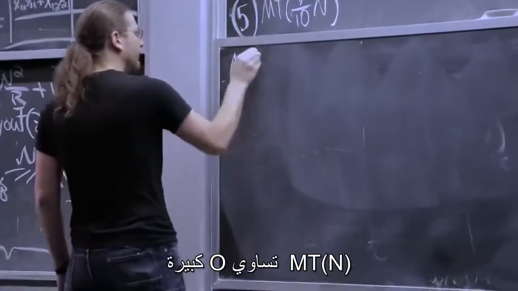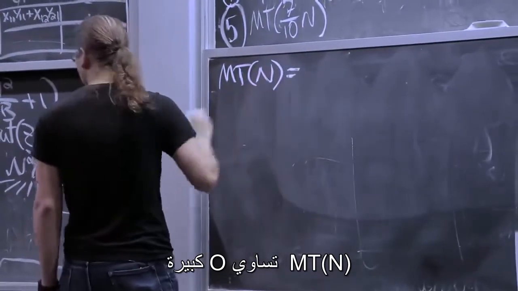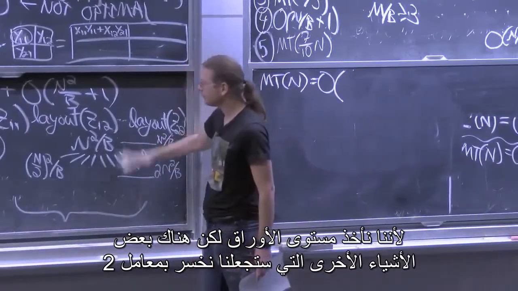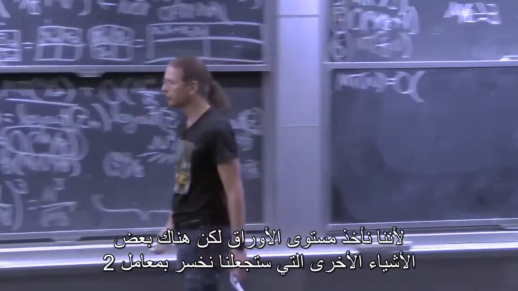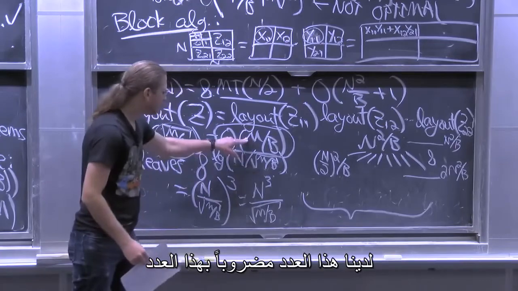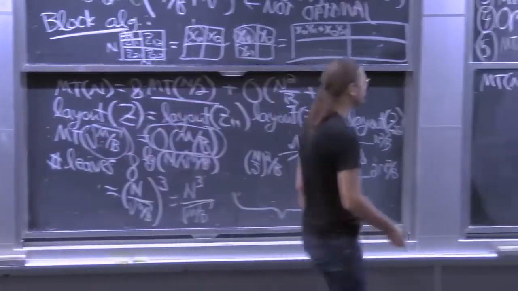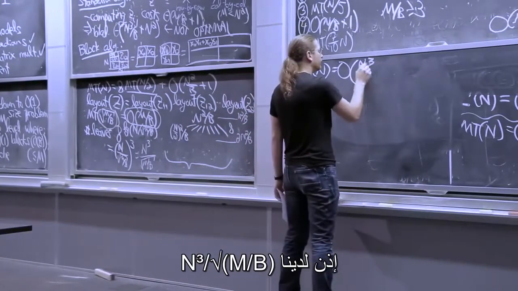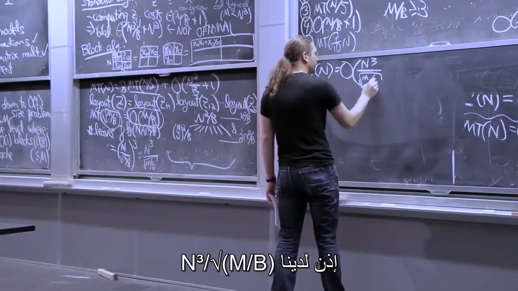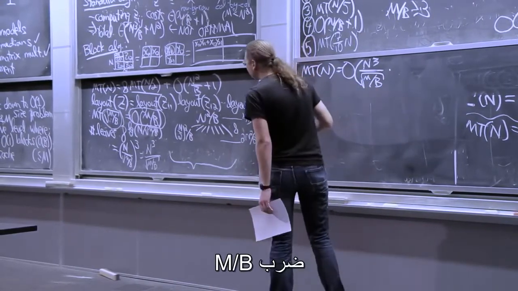So M_T(n) is going to be big O, because we're taking the leaf level, but there are some other things. That's just going to lose us a factor of 2. We have this thing divided, multiplied by this thing. So we've got n cubed over square root of M over B times M over B.